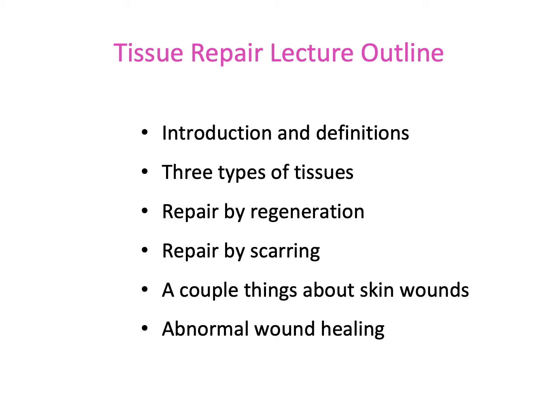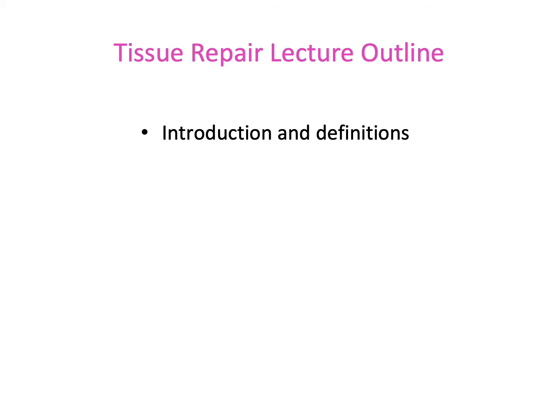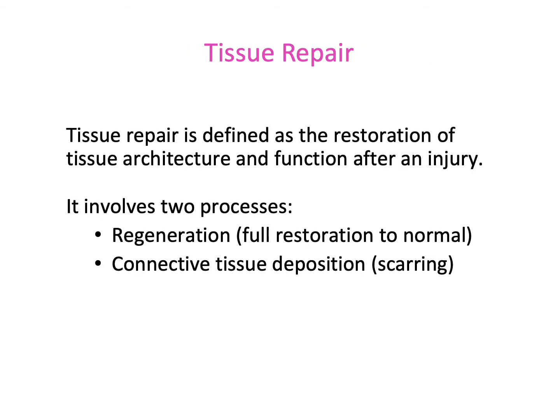Then we'll talk about the two pathways by which we repair damage in our bodies. One is regeneration and one is scarring. And then we'll talk a little bit about some specifics that you need to know for skin wounds in particular, and then we'll wrap up with some abnormalities. So let's get started with some definitions.